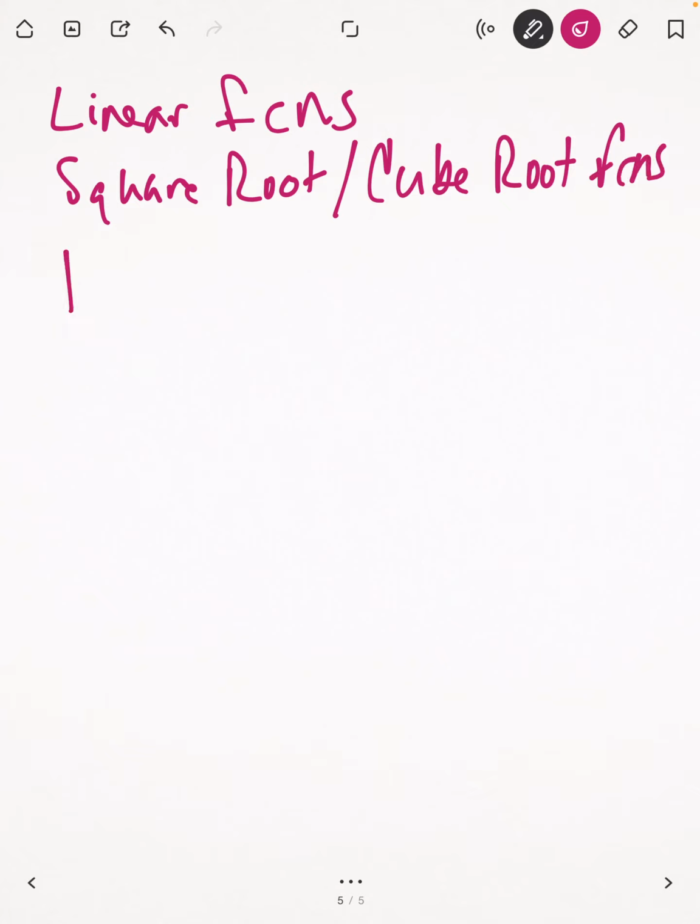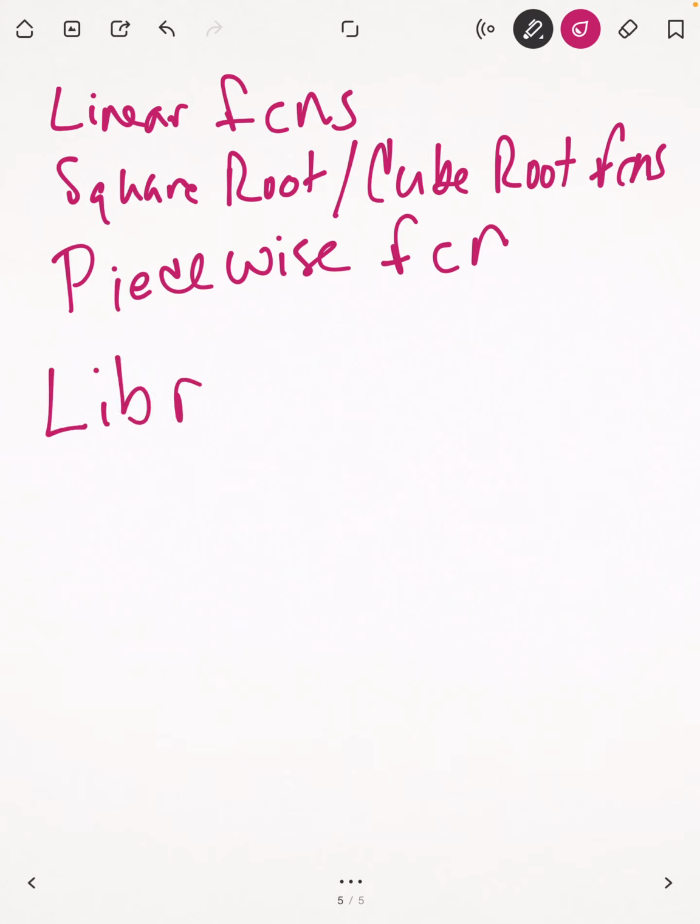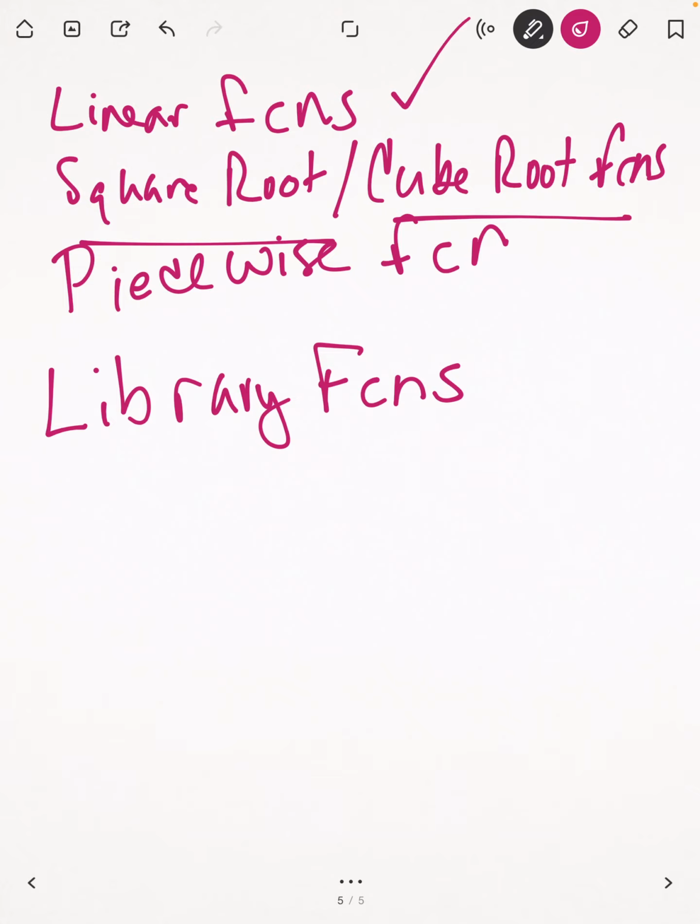We have what are called piecewise functions. And then we have a whole bunch more that we'll call our library functions. And so we've already talked about linear, so now we'll go ahead and talk about our square root and cube root functions. And then we'll talk about what it means for a function to be defined piecewise. And then we're just going to end with what we're going to call our basic graphs.